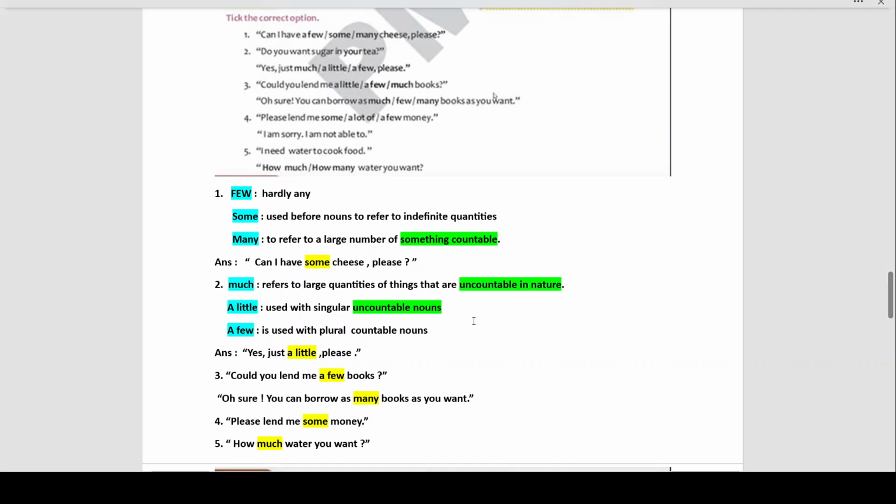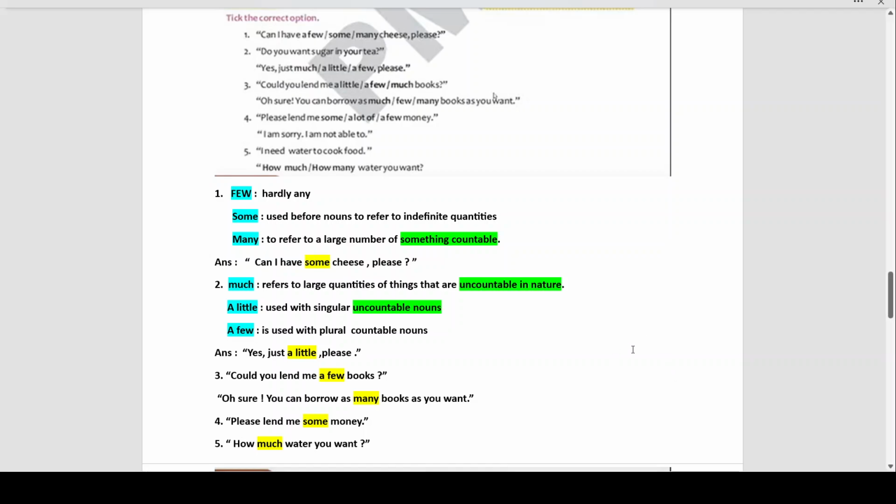Next, number 3. Could you lend me a little, few, or much books? Could you lend me a few books? Where do we use few? With hardly any. Few books. Oh, sure, you can borrow as much, few, or many books as you want. You can borrow as many books as you want, because we use many to point out a large number of something countable. Books can be counted, but they are large in number. So you can borrow as many books as you want.